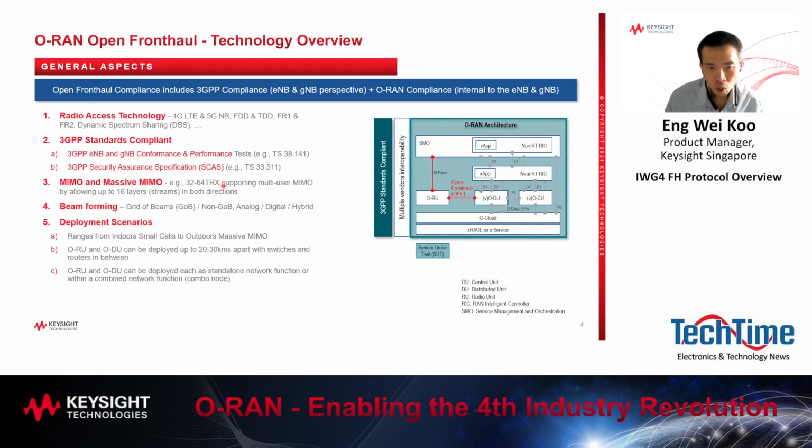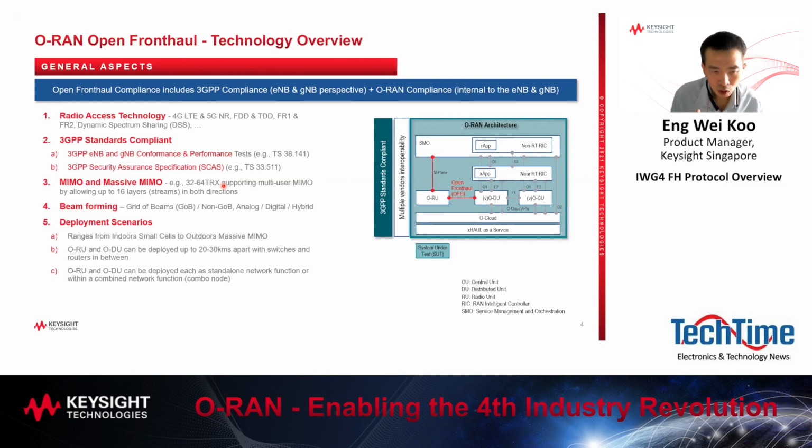Massive MIMO is definitely supported within OpenRAN. We are supporting our customers today in optimizing their massive MIMO multi-vendor setup, up to 64 TRXs, supporting multi-user MIMO, up to 16 layers in both directions. This is an initiative at the moment within the OpenRAN framework. In terms of beamforming: grid of beams, non-grid of beams, analog, digital, hybrid, all forms of beamforming.